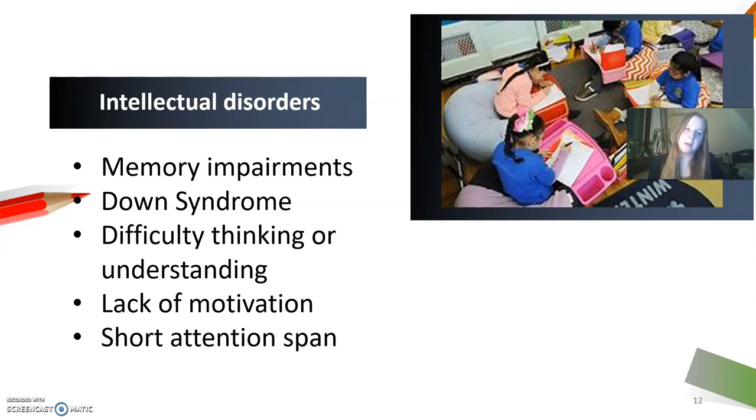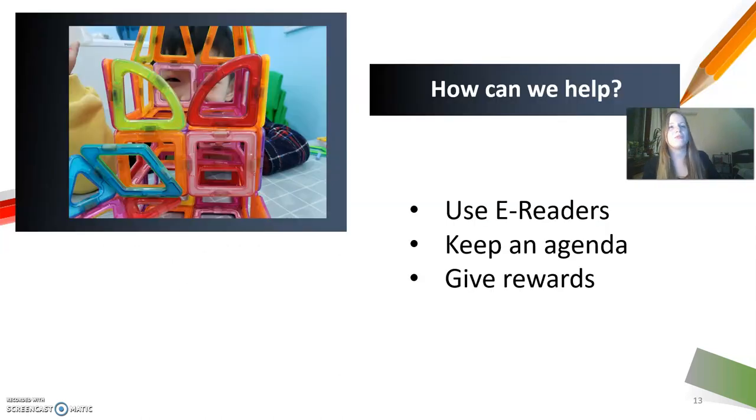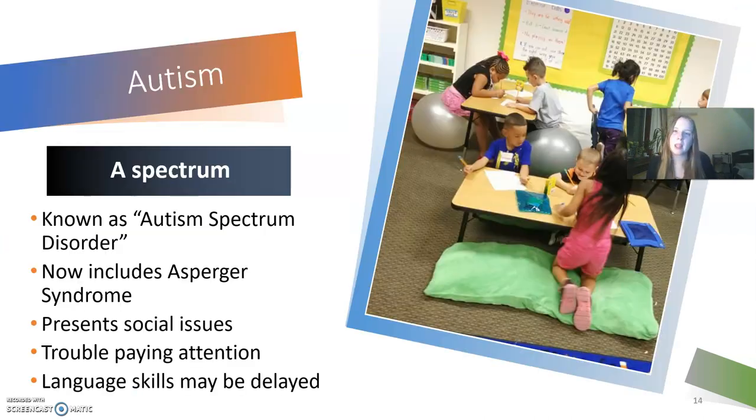How can you help them with all of these intellectual disorders? You can use an e-reader. E-readers are beautiful things. They can help with tapping on something and reading, they might need something they can hold. Keep an agenda, give rewards constantly, give them something to smile about. Let them understand that their learning is great because they are learning for them.